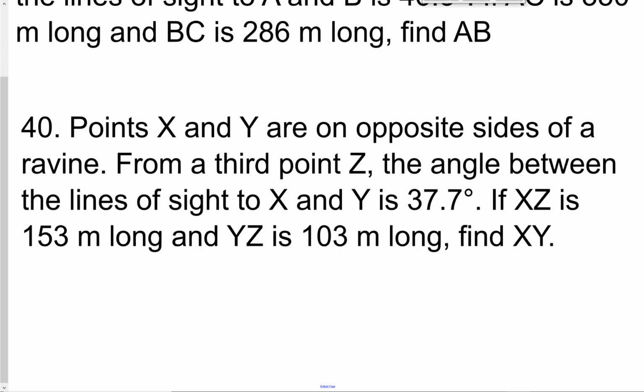All right, so let's go ahead and continue with some word problems. Really, you're just drawing a triangle, right? So think about this scenario. I have points X and Y on opposite sides of a ravine. And then somewhere I have a third point. From a third point, the angle between the lines of sight. So that means I have a third point somewhere, and my line of sight would be to X, and my line of sight would be to Y. And they say that angle in between that is 37.7 degrees, right? So that angle right there.